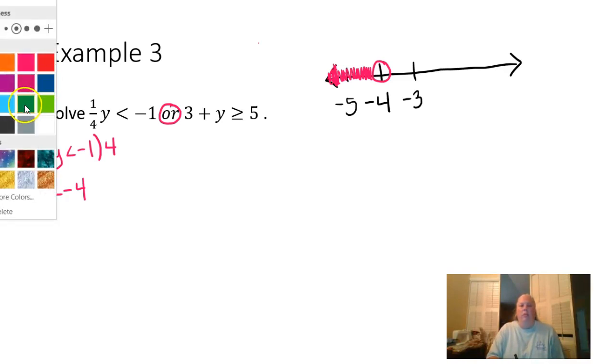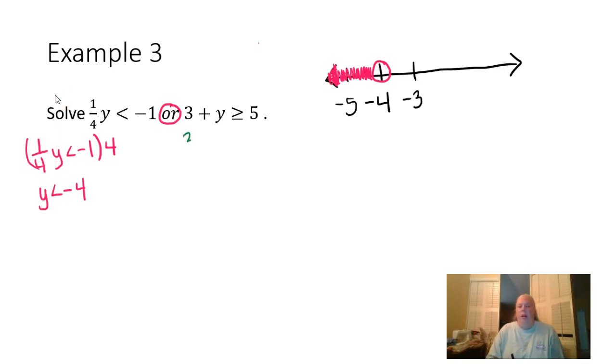Now, we'll come over to the other side and we'll concentrate on the 3 plus y is greater than or equal to 5.